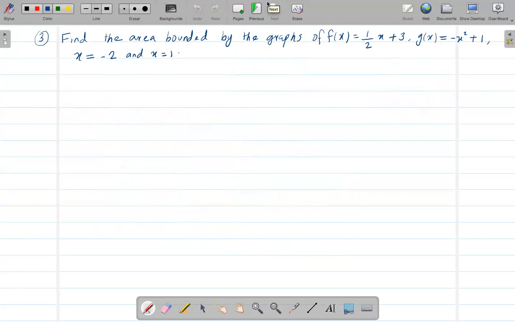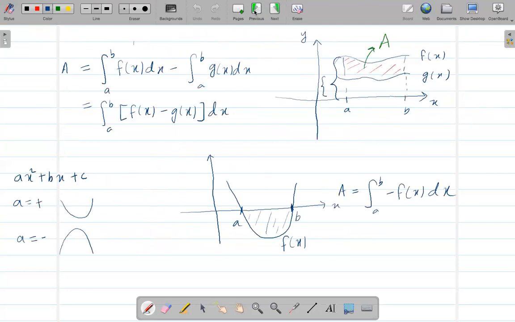Okay, now the third one. Here we need to find the area bounded by the graphs. Now we have 2 graphs. Whenever we have 2 graphs, you can just apply this idea. Here we need to consider which one is going to be on the top and which one is going to be on the bottom. So it has to be always top minus bottom.